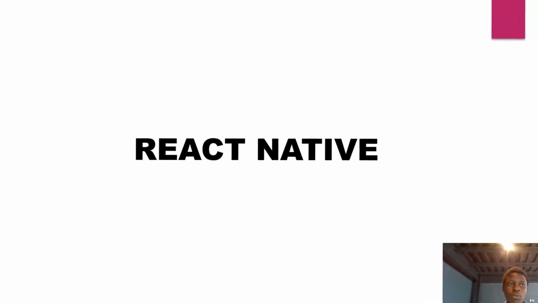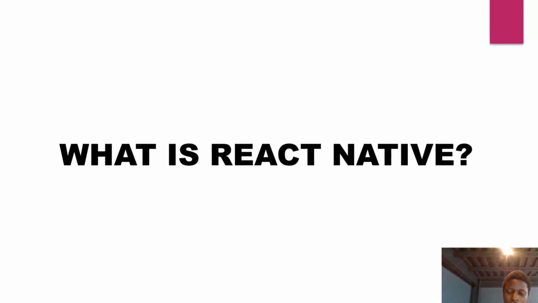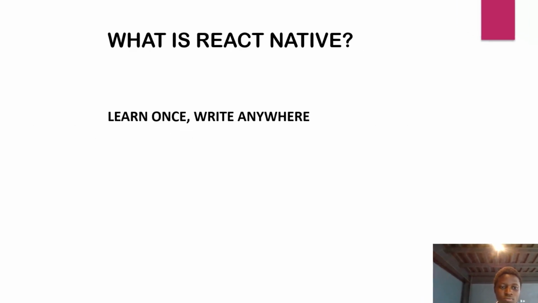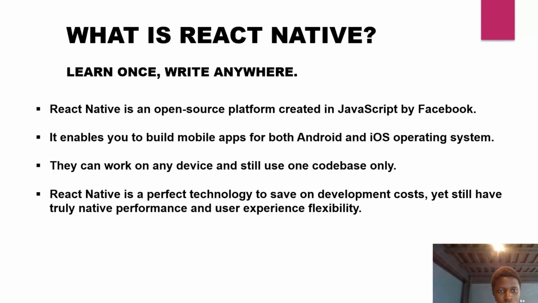So now for this class, we are going to be focusing on React Native. So what's React Native? React Native is learn once, write anywhere. As we have said earlier, React Native is a cross-platform framework that can be used for developing both Android and iOS apps. It says that React Native is an open source platform created in JavaScript by Facebook. So the first explanation helps us understand that React Native is open source.